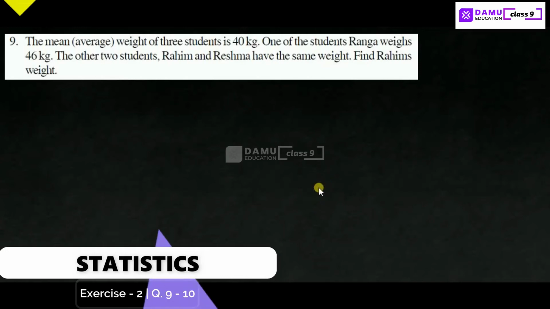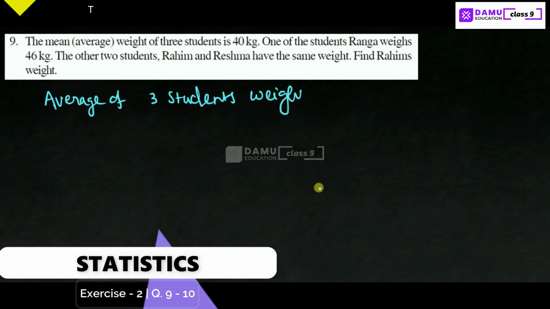Here our ninth question is: the mean average weight of 3 students is 40. So the average weight of 3 students is given as 40 kg. Then one of the students, Ranga, weighs 46 kg.